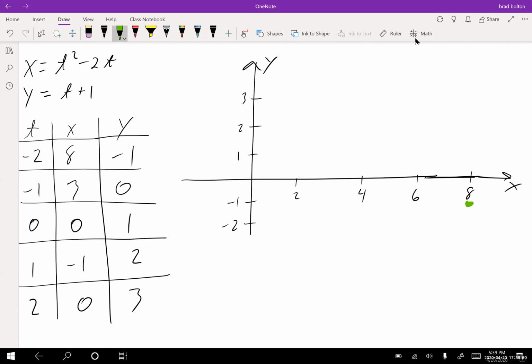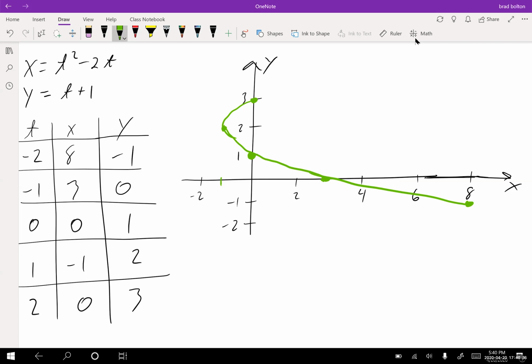Let's do the point (3, 0). That would be here somewhere. The next one is (0, 1). That's going to be here. Then (-1, 2). That's right about there. And let's do this last one, (0, 3). That's right about there. So let's connect the dots, and we have our parametric curve.